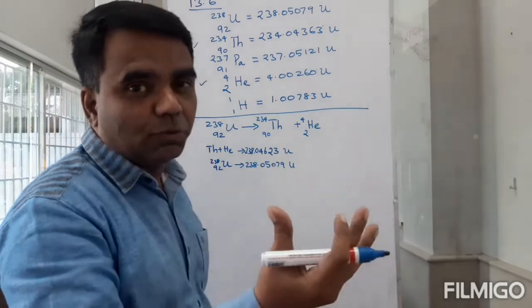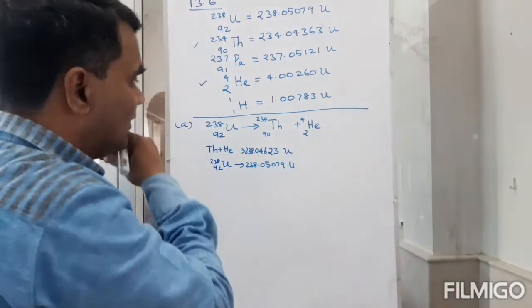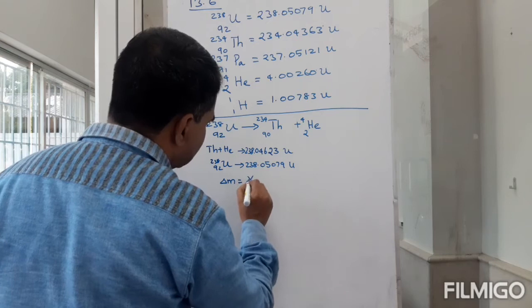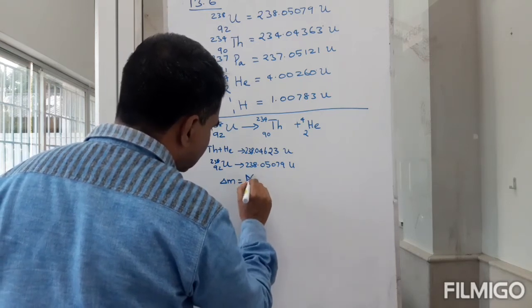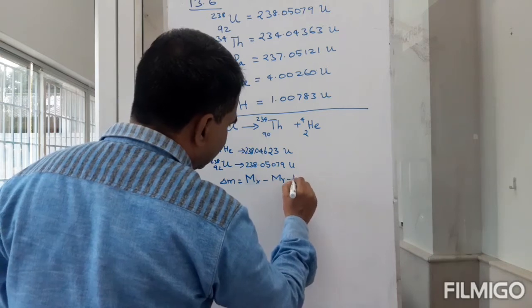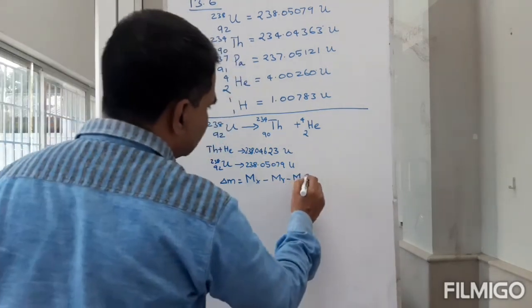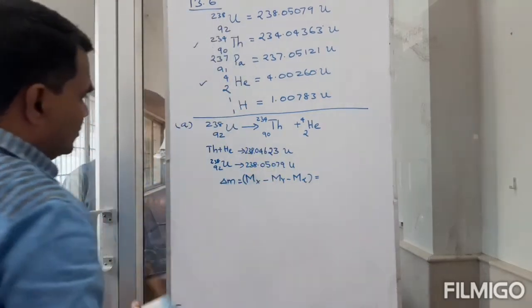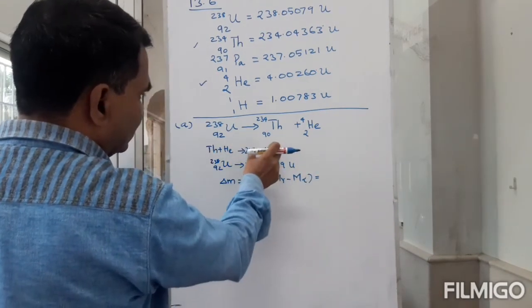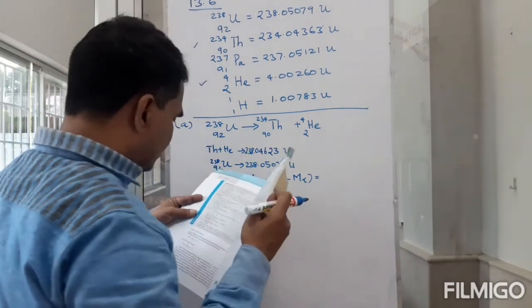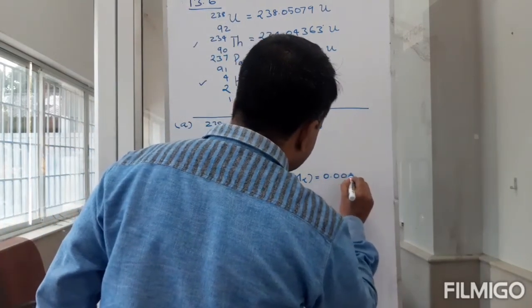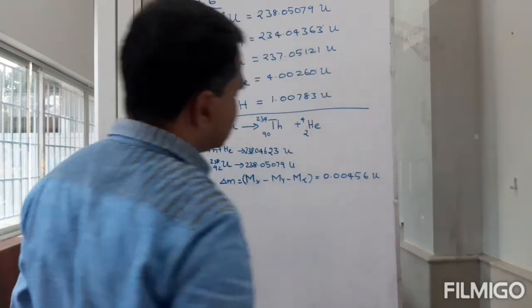So where did that extra mass go? That mass became energy. So what is this mass difference? The mass difference, let's say delta M, is equal to mass of X minus mass of Y minus mass of the alpha particle, right? So this is what it is. That is equal to, yeah, this is M_Y plus M_alpha is what you got here, 238. So that gives you 0.00456 atomic mass. That's the difference.